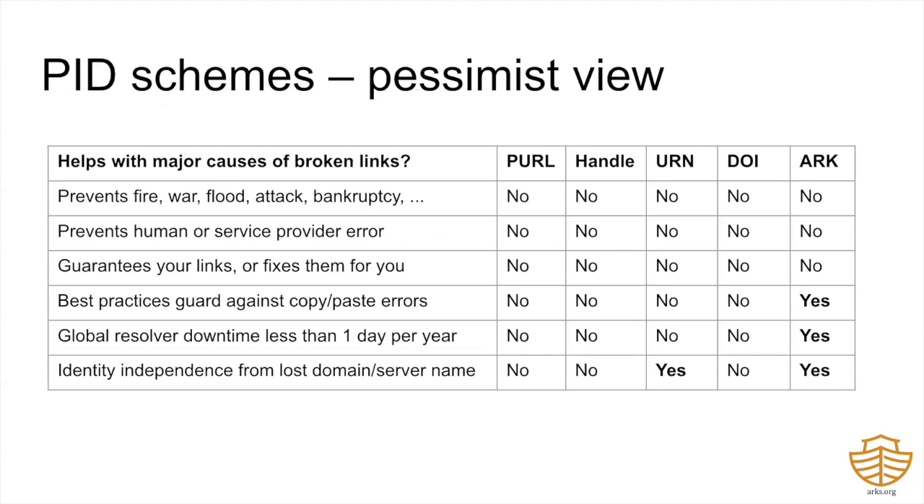Here's the grumpy old person view of PIDs. Looking at this table, the big block of no answers in the first four rows tells us that no PID scheme helps you with all of the major and most of the minor causes of broken links. So why even bother? Well, some of the PID schemes are free, so there will be more money to spend on the real work of preservation.